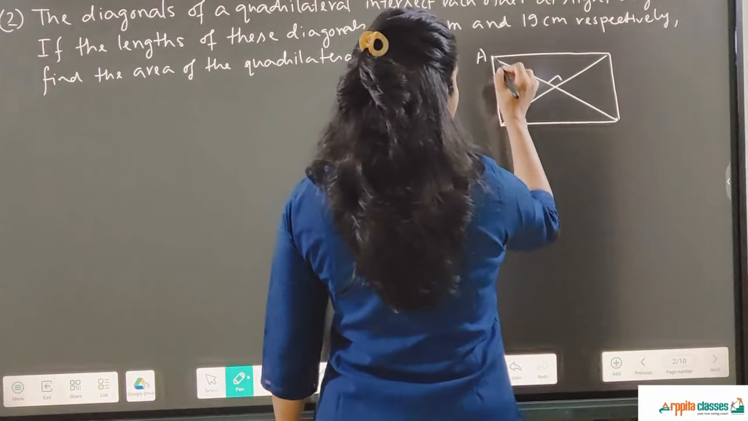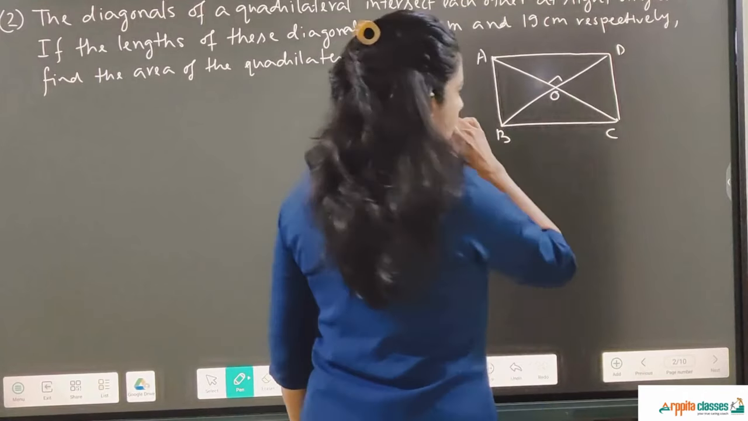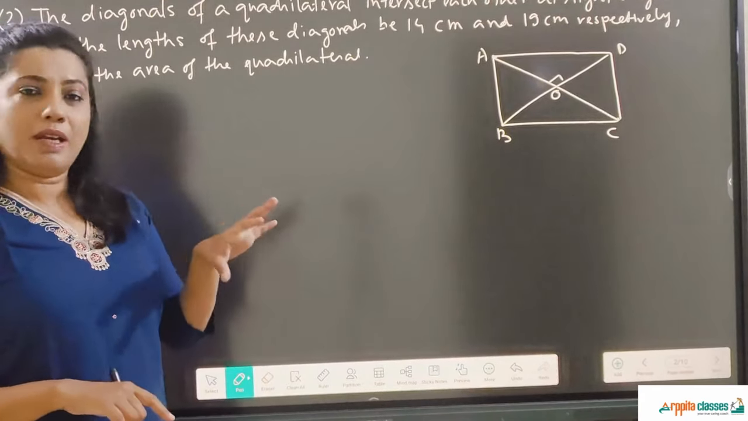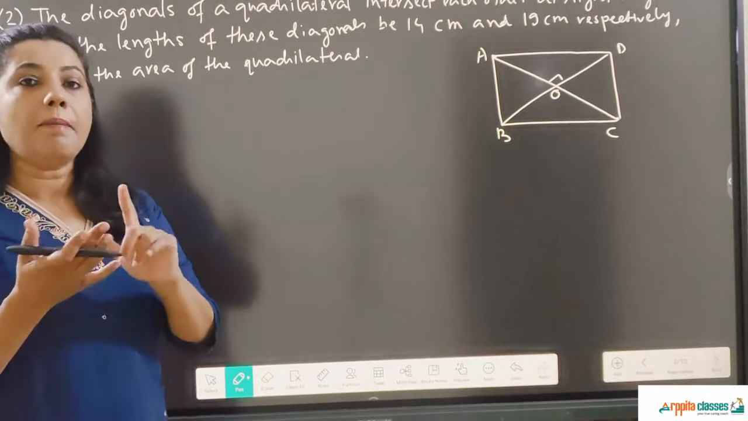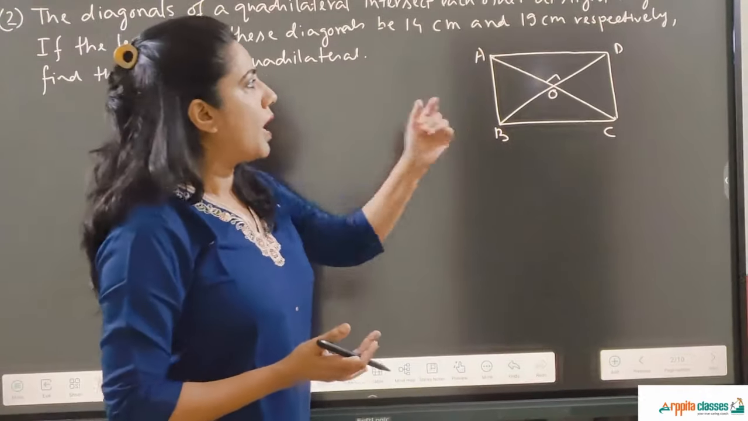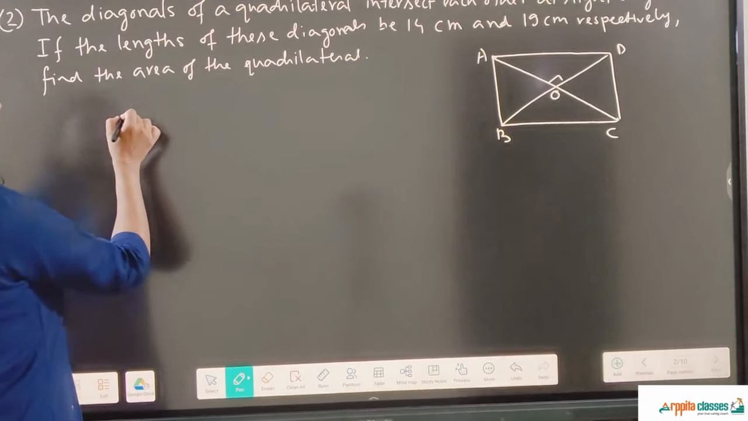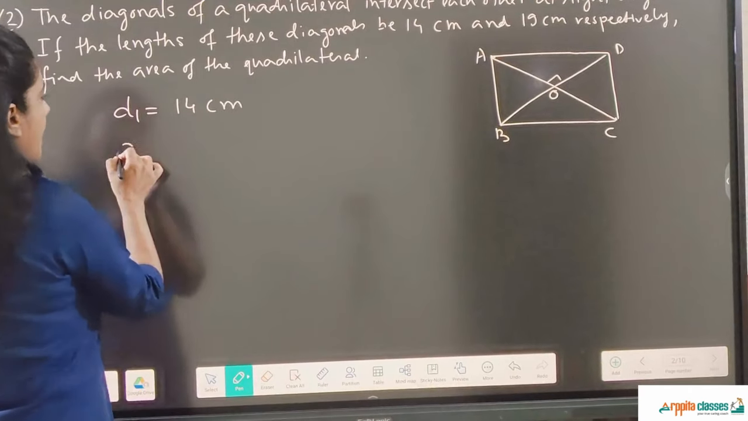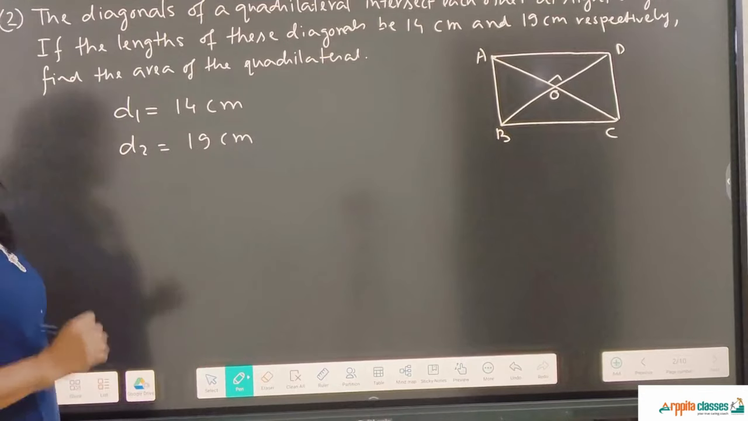Okay, so A, B, C, D. This is your quadrilateral, and the diagonals are intersecting each other at right angle at O. So it might be a rhombus definitely, because the diagonals of a rhombus only intersect each other at right angles. Okay, or a square. Now they are saying the diagonals are 14 cm and 19 cm. So let us consider D1 is equal to 14 cm and D2 is equal to 19 cm. This is diagonal 1, this is diagonal 2.